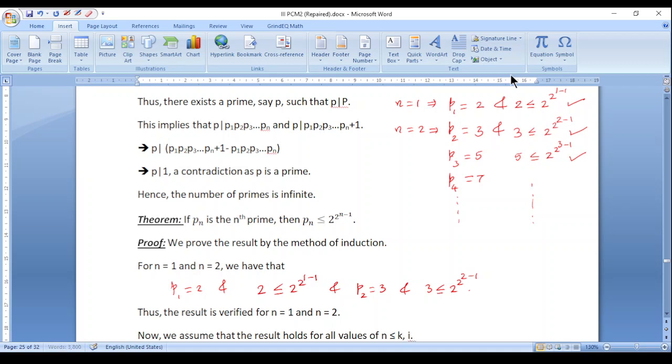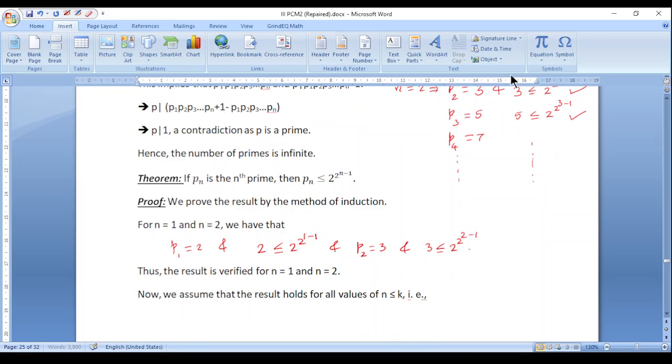That is, what do you mean by this? First of all, this result is true for n equals 1, n equals 2, and so on up to n equals k is what we are assuming. Okay. So we have p1 less than or equal to 2 to the power 1 minus 1. We have actually proved it also.